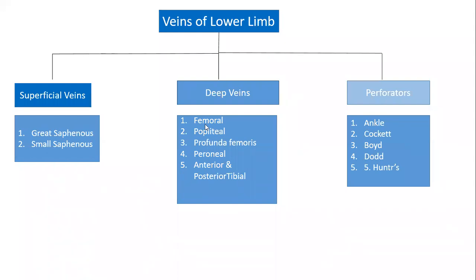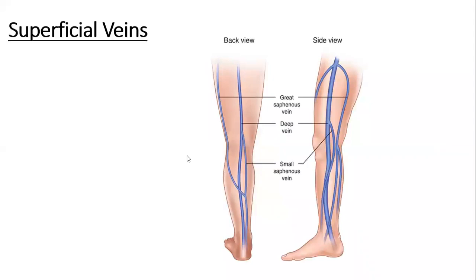Regarding the superficial veins of the lower limb, these veins are located within the superficial fascia of the lower limb, that is above the deep fascia. This is why they are called superficial veins, whereas the deep veins are located deep to the deep fascia of the lower limb. There are two major vessels associated with the superficial system of veins in the lower limb. These are the great saphenous vein and the small saphenous vein.